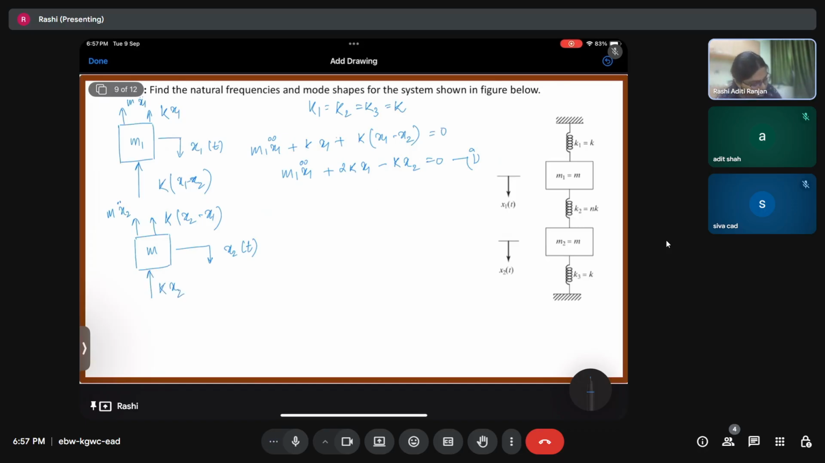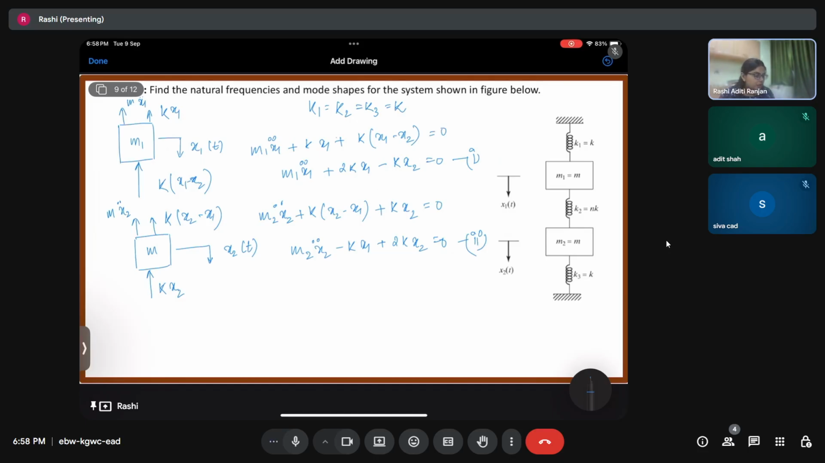So this will give m2 x2 double dot plus k (x2 minus x1) plus k x2 is equal to 0, or m2 x2 double dot minus k x1 plus 2k x2 is equal to 0. So this is going to be our second equation.